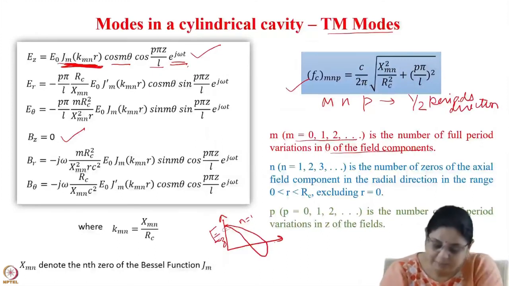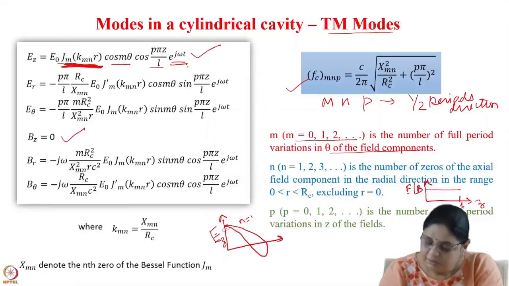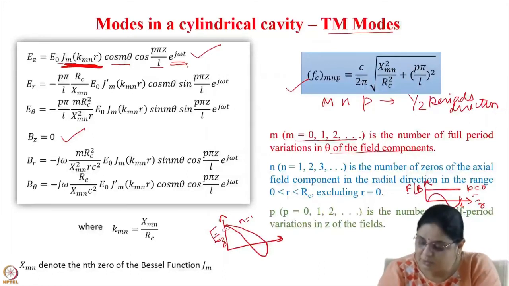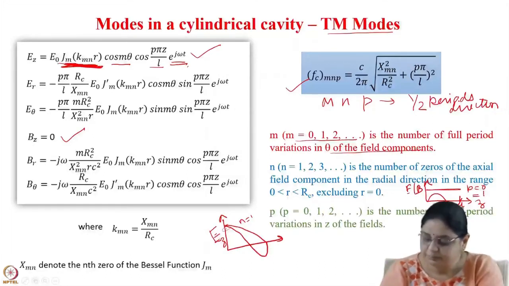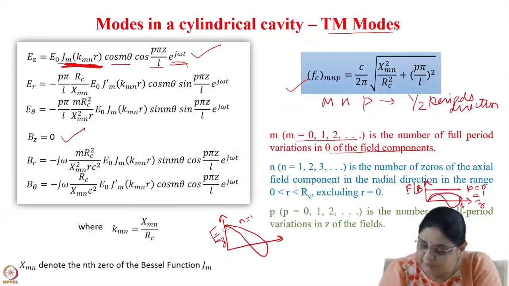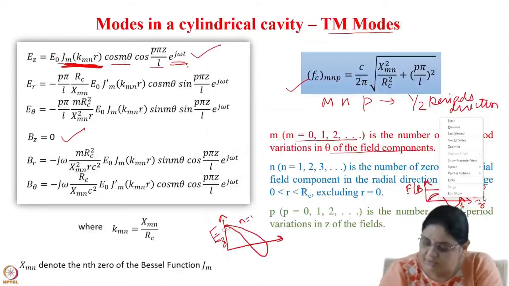For p, you could take any field, E or B, and see its variation in the Z direction from 0 to L. If there is no variation, p is equal to 0. If there is one full period variation, then p is equal to 1, and so on. Sorry, one half period variation, p is equal to 1, and so on.